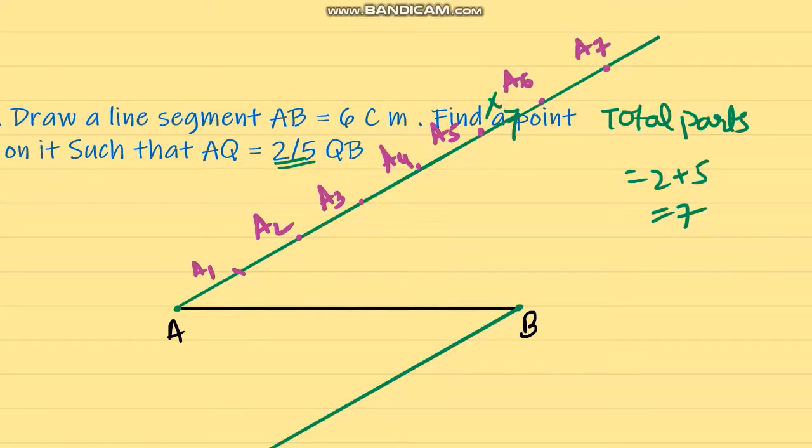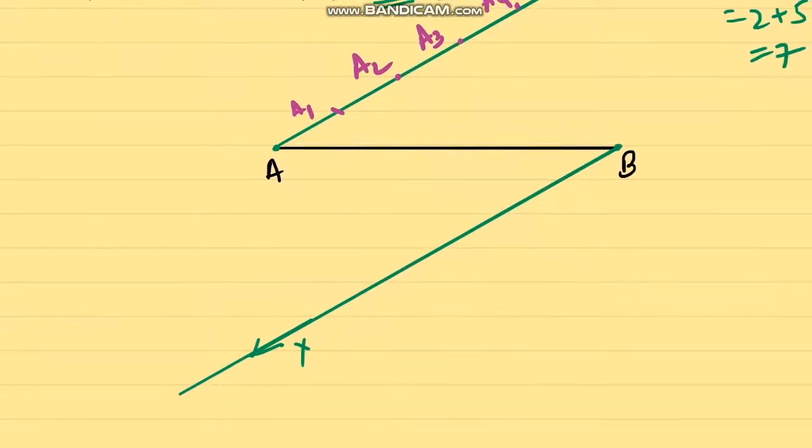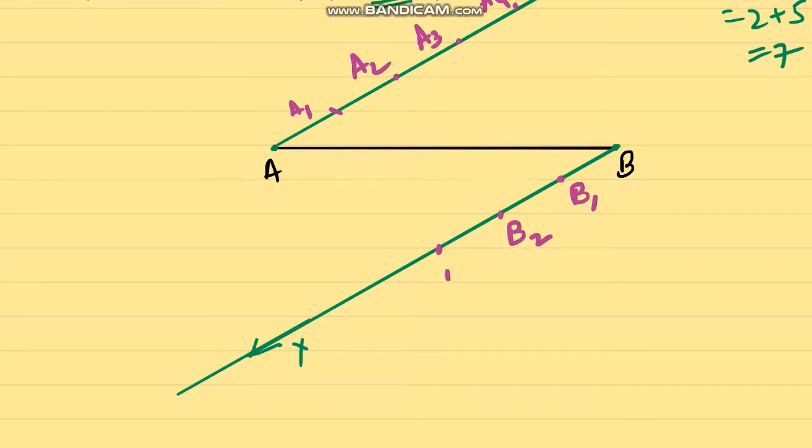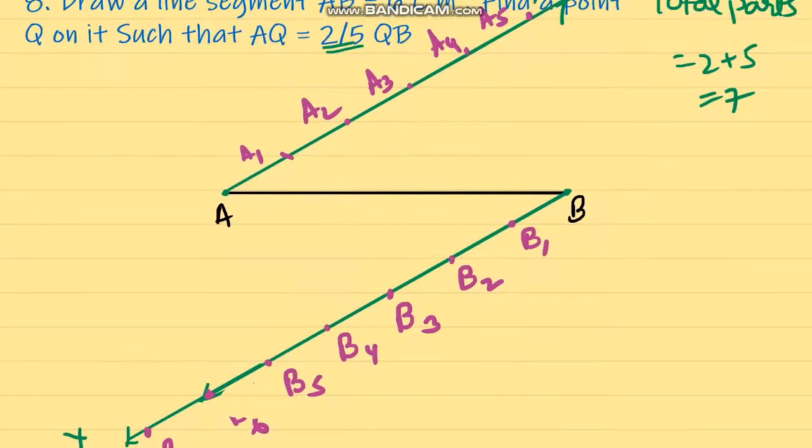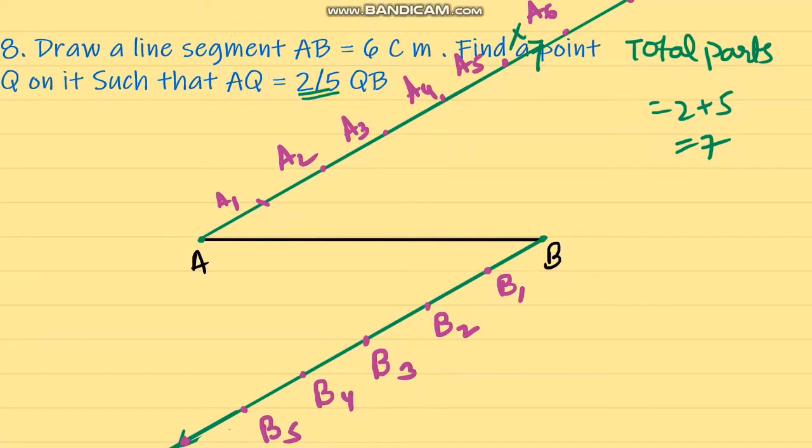Same way let us do for B also. So let us see for B. This is B1, B2, B3, B4, B5. Now this point is B6 and this point is B7. This is Y, I have written here. Now children, you have to divide AB in the ratio 2:5.